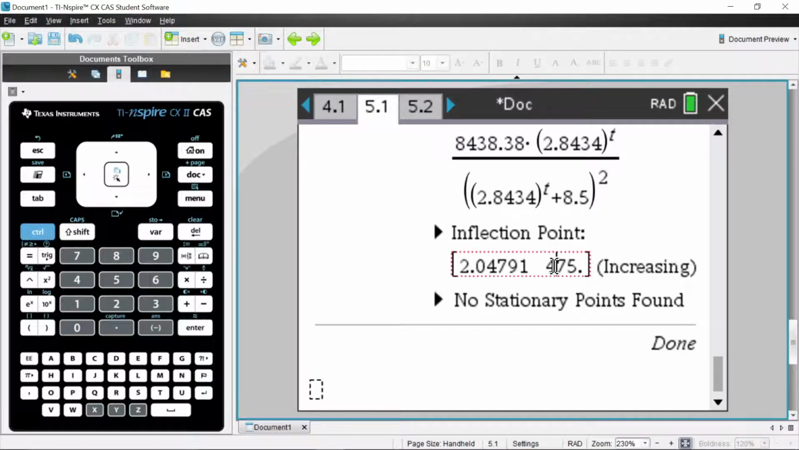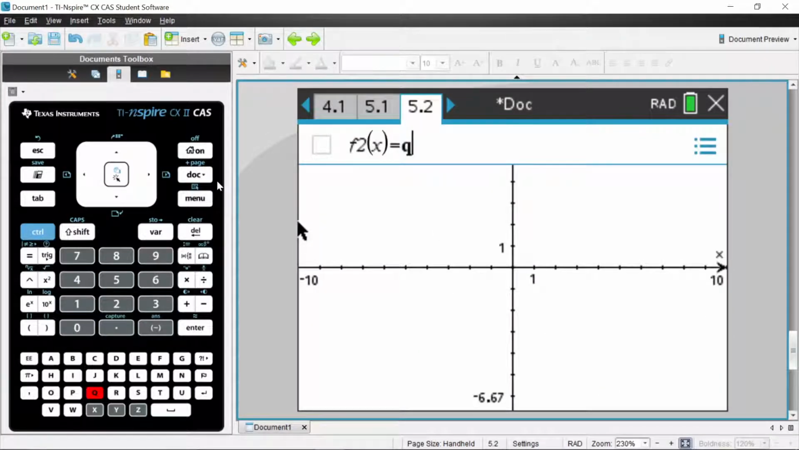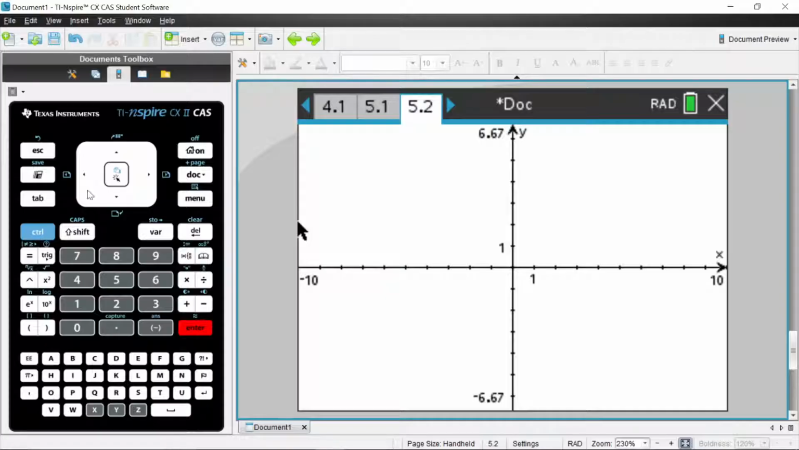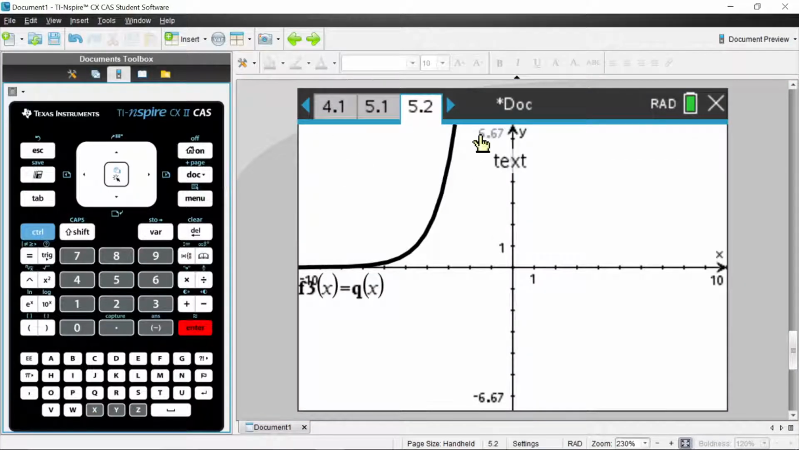No stationary points found. Maybe let's graph. Just because it can't find stationary points doesn't mean that there are no stationary points, because sometimes the CAS can't do the solve command. So q of t, no, I want a q of x. Okay, let's change this back to 1,000.